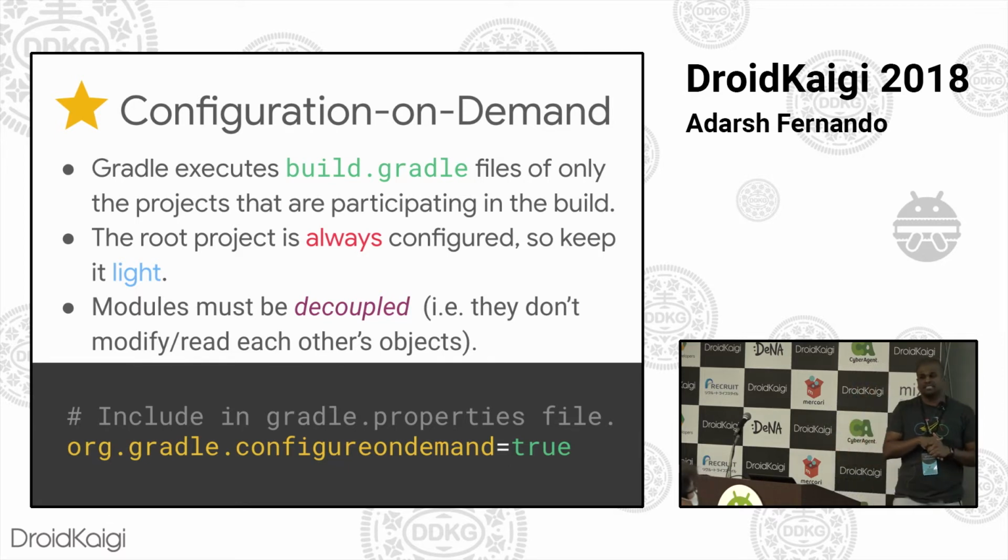Another caveat is that modules need to be decoupled. And what does that mean? It means if I have an app module and it's reading properties from a library module, they become coupled. So every time, Gradle has to configure both because the app is dependent on output or objects in the library module, right? Having said that, now back to the previous point. Since we always configure the root project, if you have properties that you want global, like dependency version numbers that you want consistent throughout your modules, put them in your root project because that's configured anyway. So in your gradle.properties file, all you have to do is add this to enable that feature.